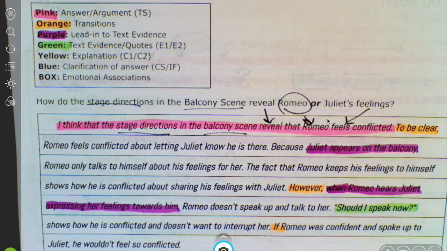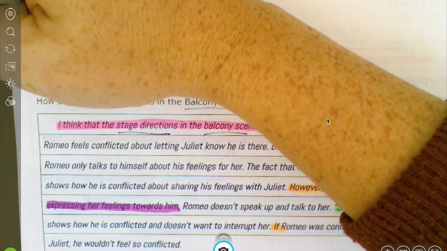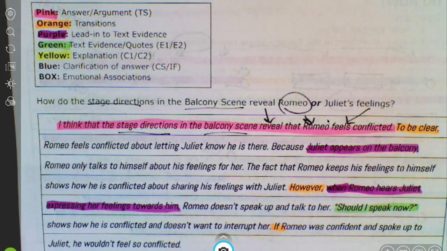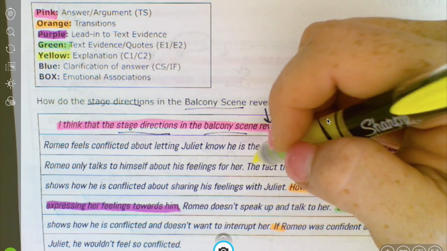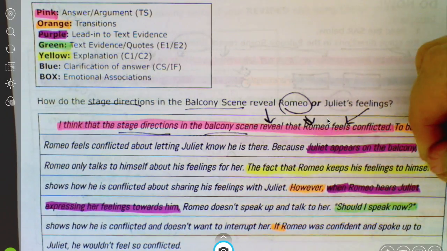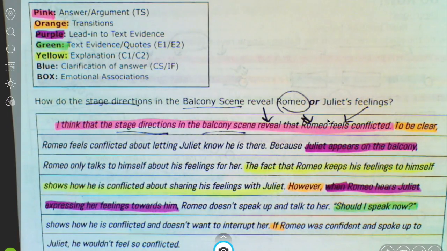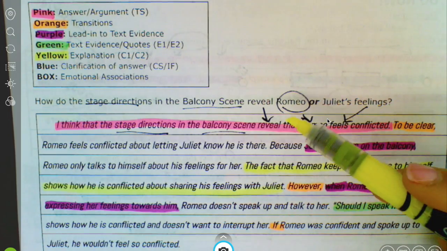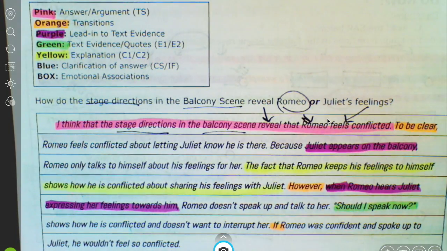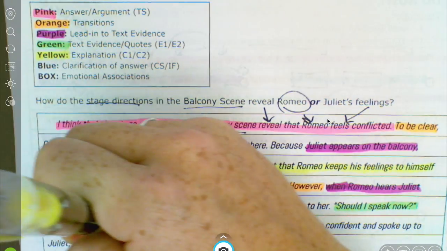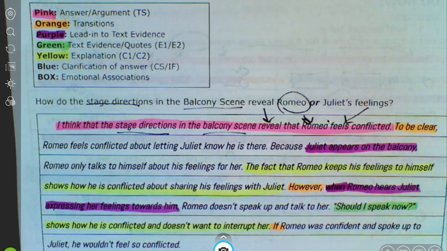Next, I see yellow for the explanation of the text. All right? So I don't really see the words the fact that in here. I'm just going to have to look, and I'm seeing it right there. So the fact that Romeo keeps his feelings to himself shows how he is conflicted about sharing his feelings with Juliet. So that is an explanation of a quote, but there is no quote there that they're explaining. So I do know that I'm going to have to add that in. Then I see the however, when, I see the quote, and I see this shows how he is conflicted and doesn't want to interrupt her, but it's probably missing that first half of that sentence, and we'll go back and fix some of this later.